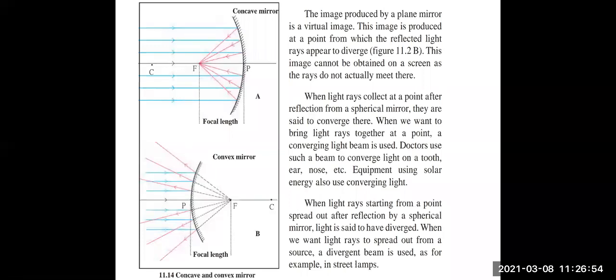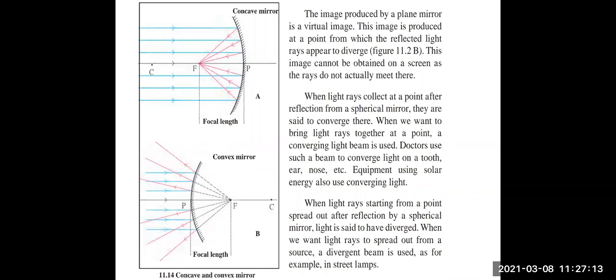The image produced by a plane mirror is a virtual image. The image is produced at a point from which the reflected light ray appears to diverge. This image cannot be obtained on a screen. As the image is virtual, it cannot be obtained on a screen as the rays do not actually meet there.